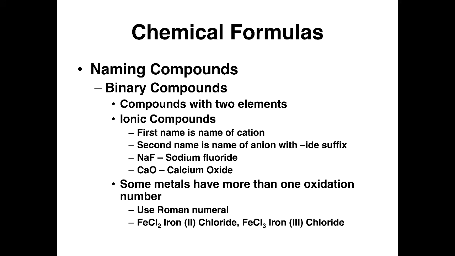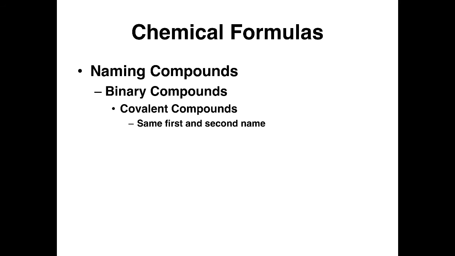So, for example, here's iron combined with 2 chlorines. That means iron has a +2 charge in this case, so it's called iron 2 chloride. But if it combines with a +3 charge, it's called iron 3 chloride. The covalent compound has the same first and second name. It works the same way as the ionic compounds, but many times there's more than one possible combination, so you have to use a Latin prefix.